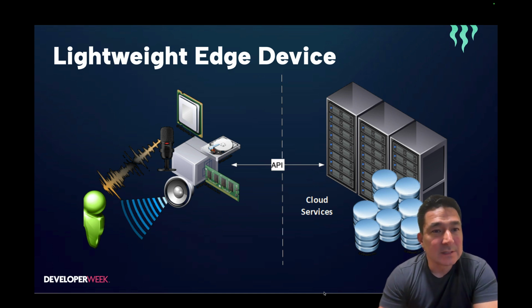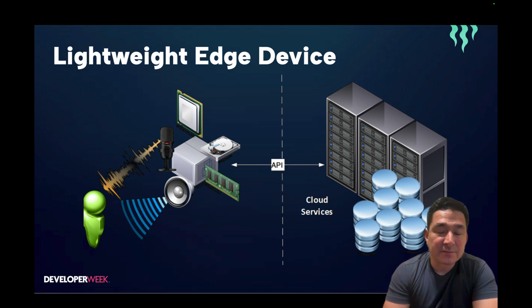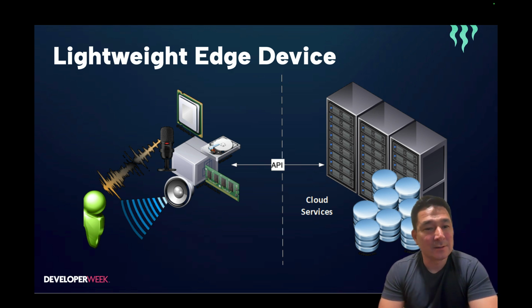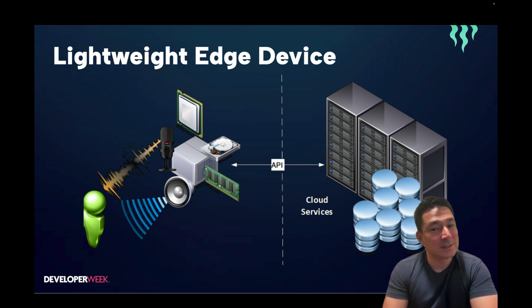So for this demo here, we're going to take a look at what a lightweight edge device looks like. Just like it might sound, this means that your edge device has very few resources. So very little memory, very little CPU, probably doesn't have a GPU, and at most it has a network card, an input and an output sound device, so a microphone and a speaker. And it might be connected to a bunch of resources in the cloud.